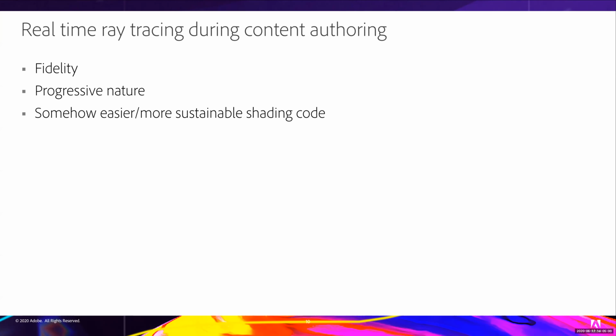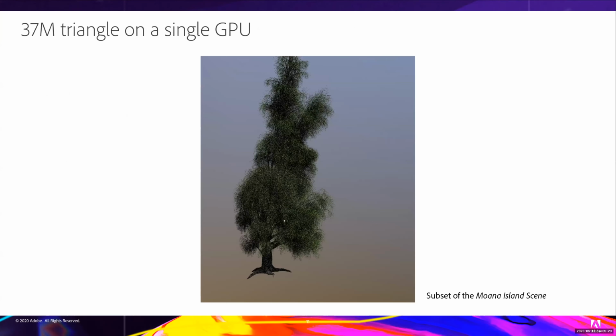From an engineering perspective, it's somehow also easier and more sustainable to write shading code for path tracing, mostly because it's really grounded in physics and less on a collection of hacks that we might know in real-time rendering based on rasterization. And a side effect of having today's real-time rendering frameworks available to everyone is that they are scalable. And I will just show you an example.